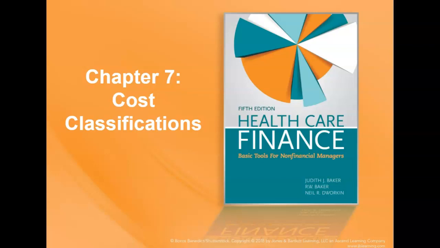Chapter 7, Cost Classifications. I do enjoy that these chapters are pretty short. I hope you all do too. Distinction between direct and indirect costs, page 55 of the book.